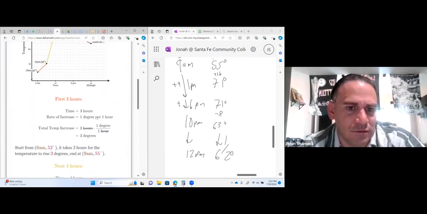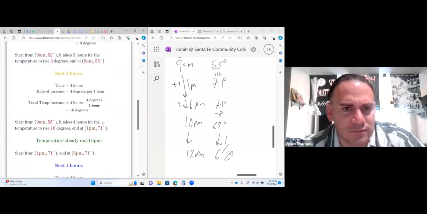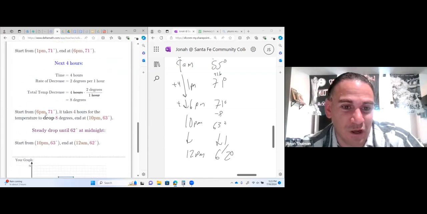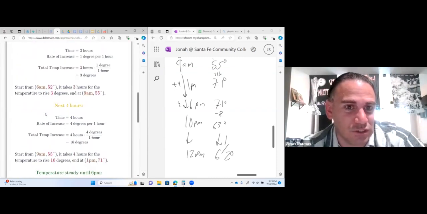Ta-da! There's our conversions. I liked my way. You can do the conversion way all you want. That's totally fine. Ours looks just like theirs.